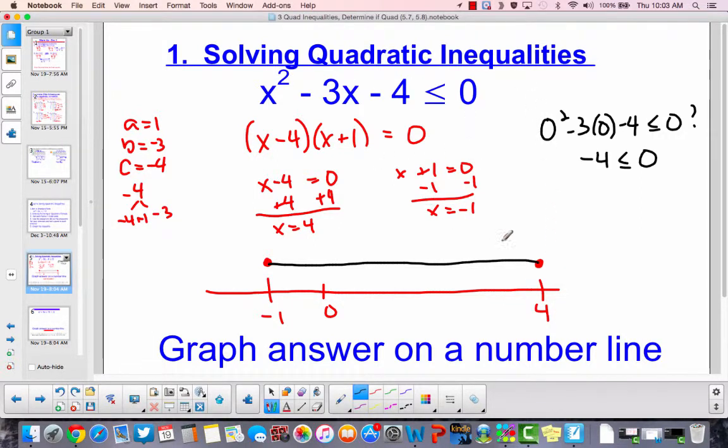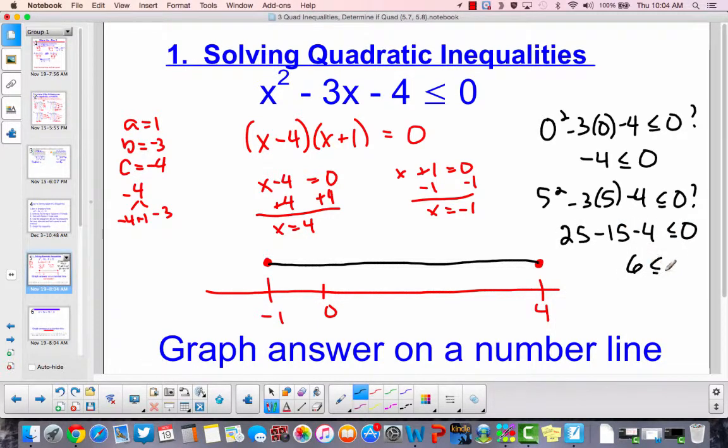Now, it's not a bad idea to pick something outside this interval. So let's pick, let's say, 5. Okay? So 5 squared minus 3 times 5 minus 4. Is that less than or equal to 0? Well, that's 25 minus 15 minus 4. 25 minus 15 is 10, minus 4 is 6. 6 is not less than or equal to 0, so no, this side of 4 does not work.